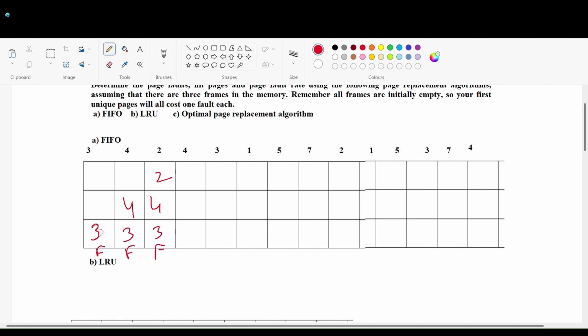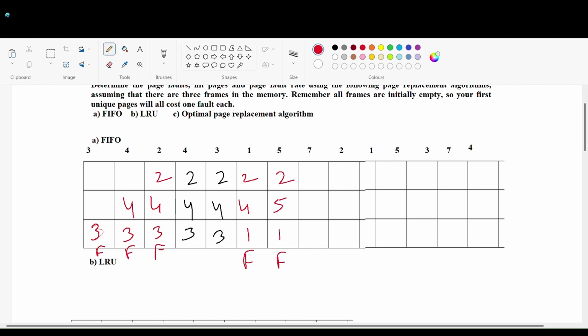Now 4 will load into the memory, but 4 is already there. Okay, so yes, it hits, right? Then 3 is already there, so 2, 4 and 3, this is also a page hit. Now 1, so we need to replace a page, page 3, because first in first out. So 3 entered first, then 3 will go out first. So 1, 4 and 2, this is a page fault, right? Now 5, so 1, 5 and 2, this is also a page fault.